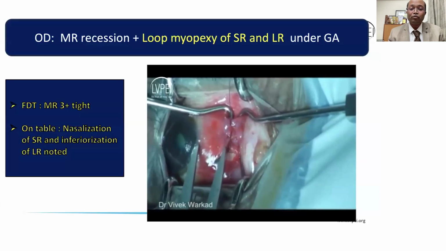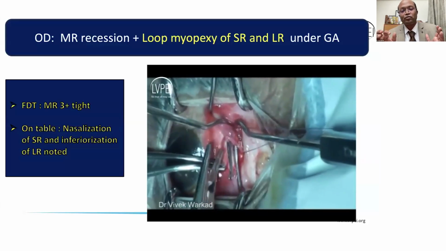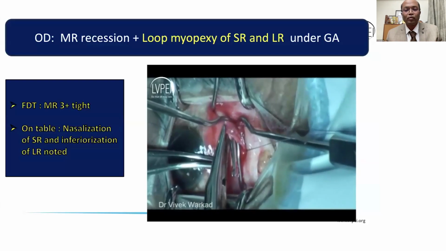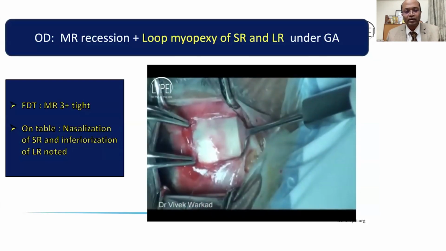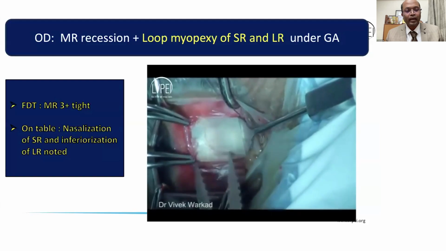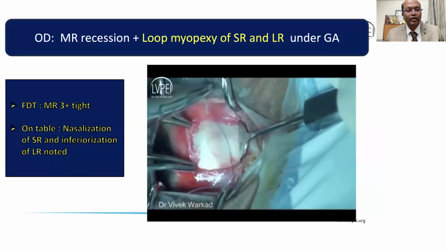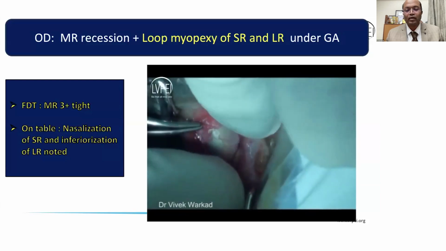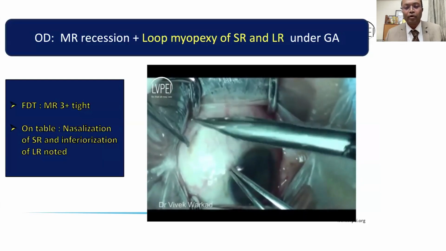However, we need to be very careful, especially in elderly patients, to prevent the risk of pulled-in syndrome. This particular patient had a very tight medial rectus, and on the table there was nasalization of SR and inferiorization of LR that was noted. And I think this is, again, a very important step.